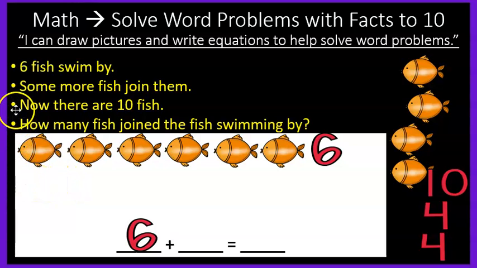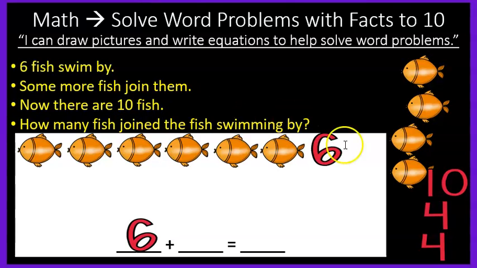Now here we go. Let's read it together, this third one. Now there are 10 fish. Let's read it again. Now there are 10 fish. Now, boys and girls, how many fish are there now? What number is this? 10. Good job.